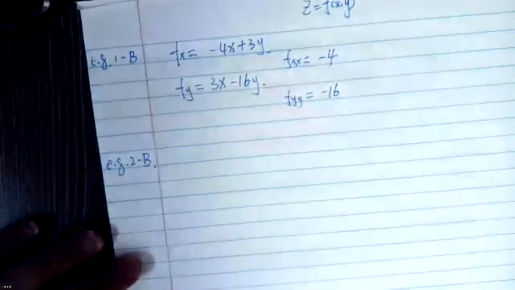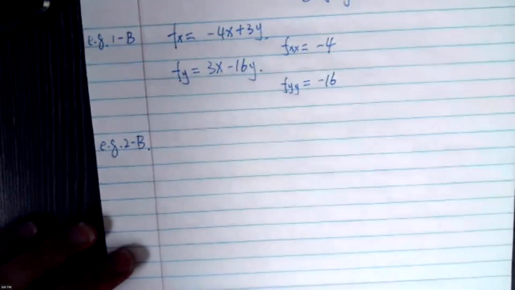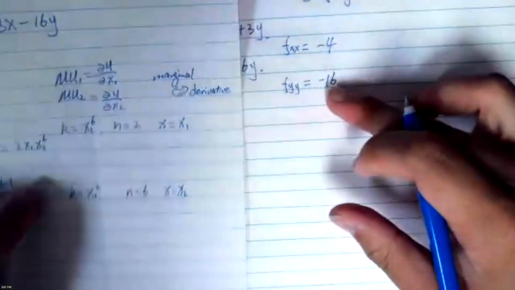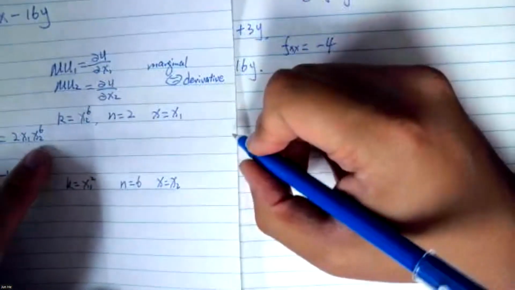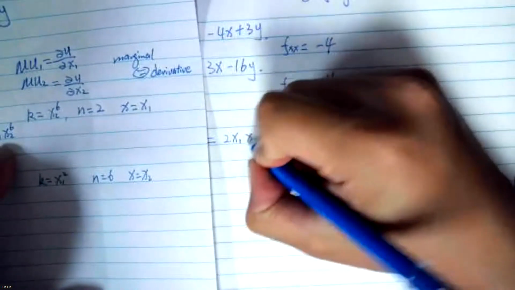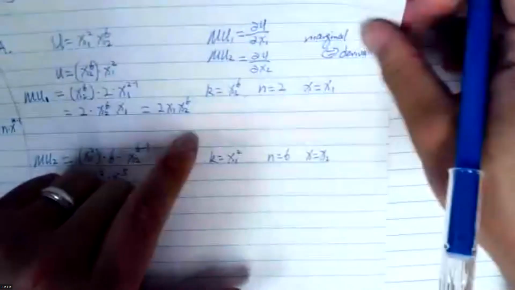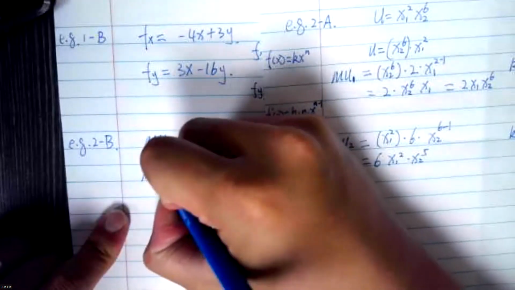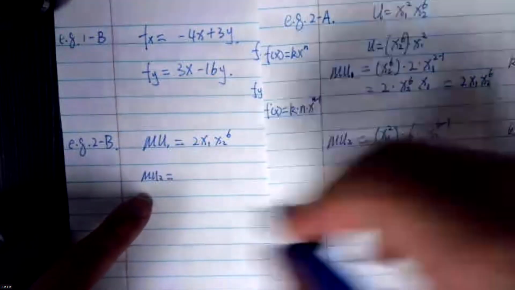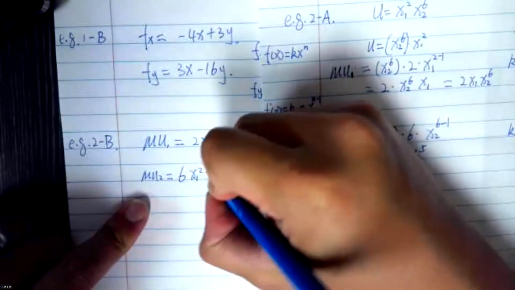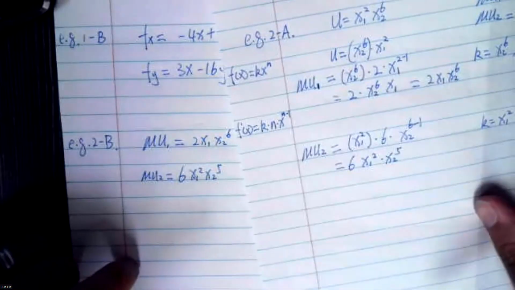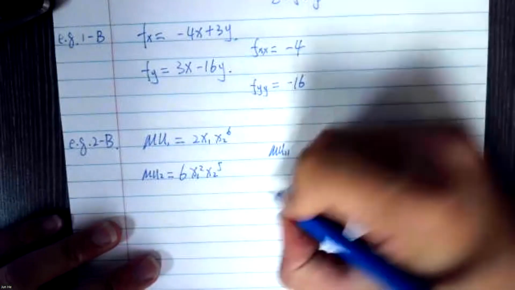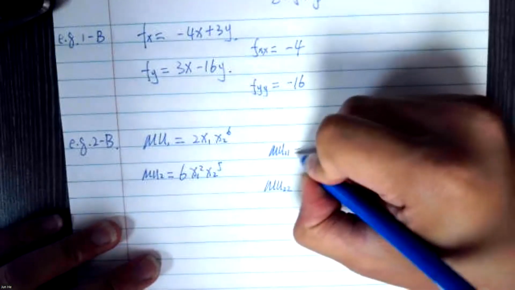Example 2b. Previously we had marginal utility of 1 equal to 2 x1 x2 to the power of 6, right? And we had marginal utility with respect to x2 as 6 x1 squared x2 to the power of 5. So now you were asked to do the direct derivatives, which are mu11 and mu22.